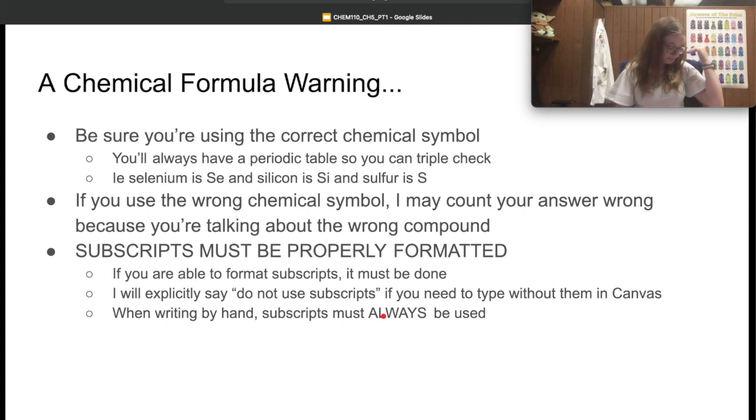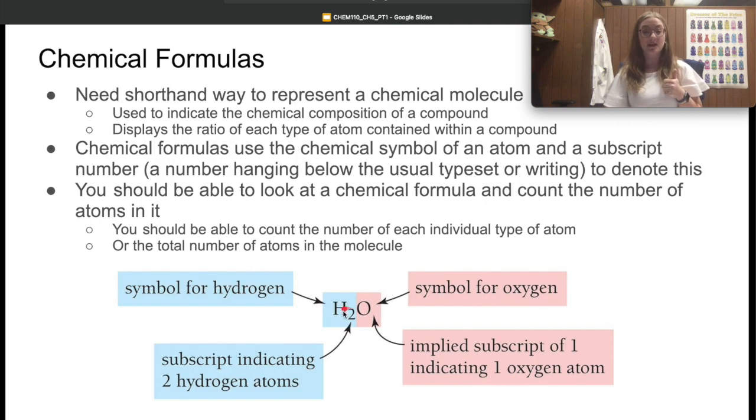So the other huge forewarning I have about chemical formulas is this. They must be properly formatted, okay? So remember how I showed you on this slide that hydrogen has a subscript 2 here? You can see that 2 very clearly hangs below the line where you would kind of write the bottom of the H and the O.